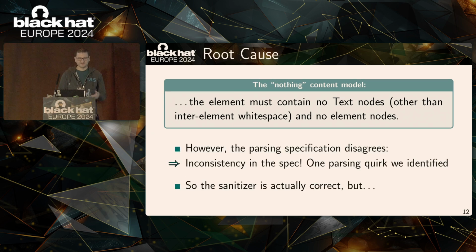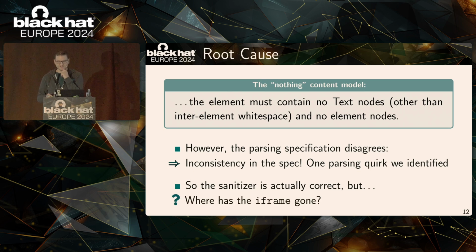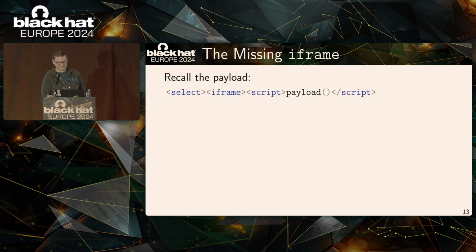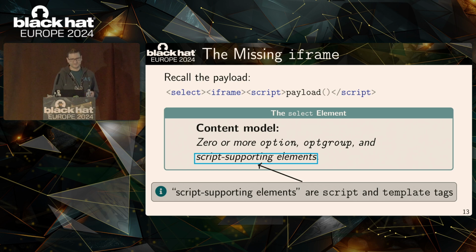So in this sense, the sanitizer is correct because it parsed the input correctly. But if you think again about what Google Chrome puts out, the iframe is actually gone. And why is this iframe gone? This seems a bit strange. If you look at the payload again, in front there's a select tag. So we do the same for the select tag again. It also has a content model, and the content model of select says zero or more option, optgroup, or script-supporting elements. Script-supporting elements sounds a bit particular, but those are basically script tags and template tags for some reason.